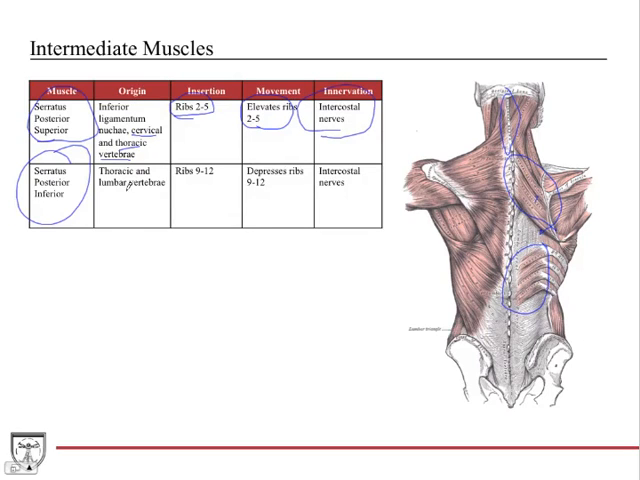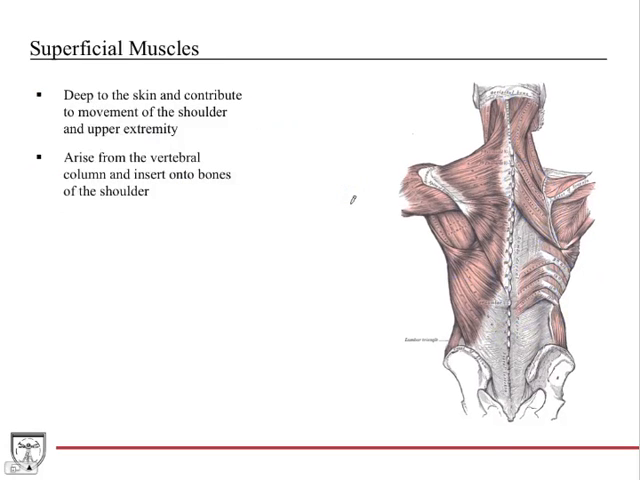Then the origin of this one down here, this serratus posterior inferior, is thoracic and lumbar vertebrae. So in this region here, it inserts onto ribs 9 through 12. You can see that very nicely here, so it's inserting on those ribs. If you look at it here, it's going to contract and pull these ribs south, or inferior. It'll depress those ribs, which will also help in respiration, and it's innervated by intercostal nerves.